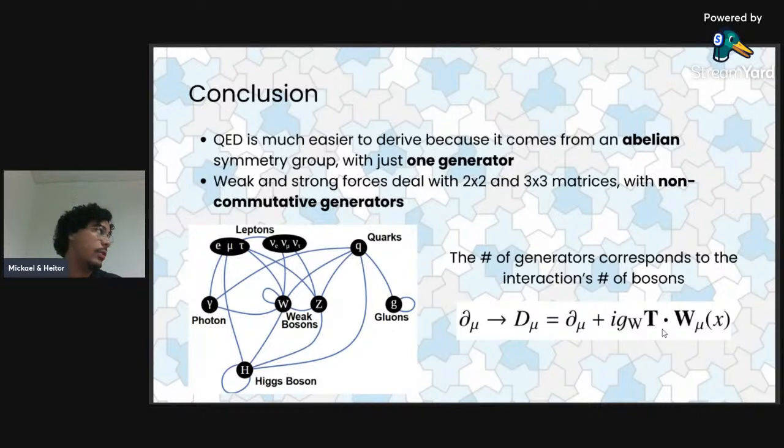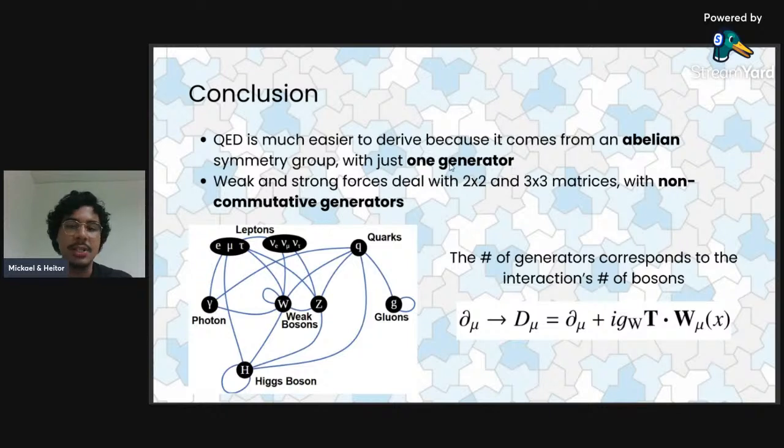The conclusion is that QED, that I've just derived pretty fast, is much easier to derive than the other two interactions of the standard model, because electromagnetism, as I said, is based on an abelian symmetry group, and abelian groups are much easier to deal with than non-abelian. And also this group U1 of electromagnetism has only one generator.